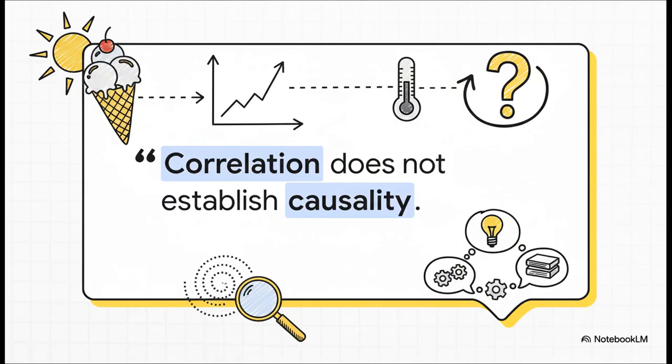But, and this is a big but, we need a huge flashing warning sign here. This is maybe the single most important rule in all of data analysis. Correlation does not equal causation. Just because hot weather and ice cream sales go up together, that doesn't prove one causes the other. A correlation is a clue, a hint. It's not the final conclusion. Proving that one thing actually causes another requires a lot more evidence.